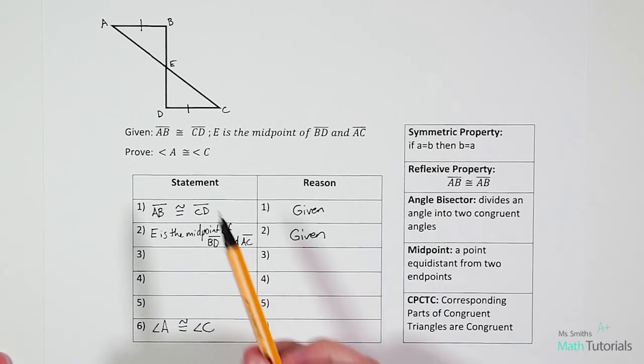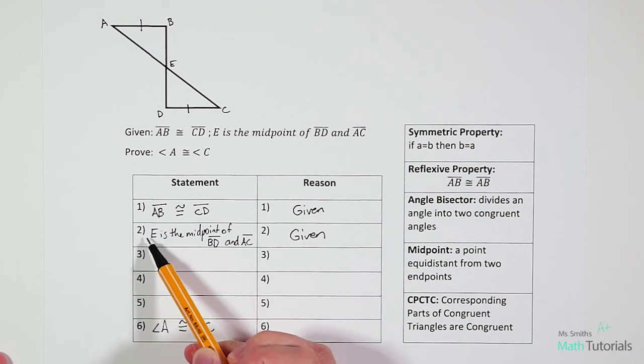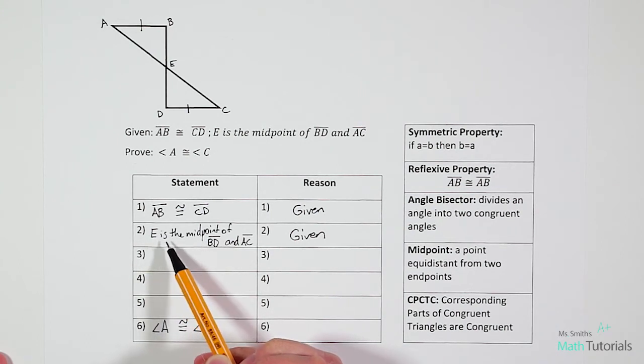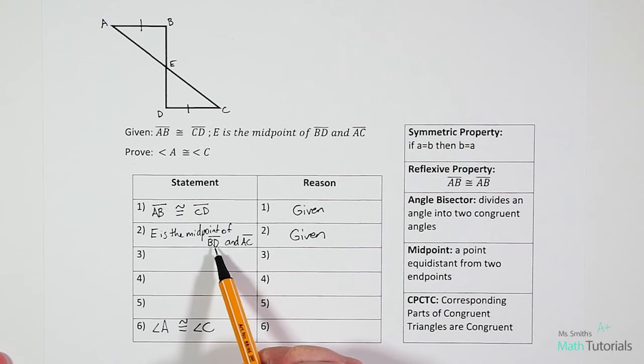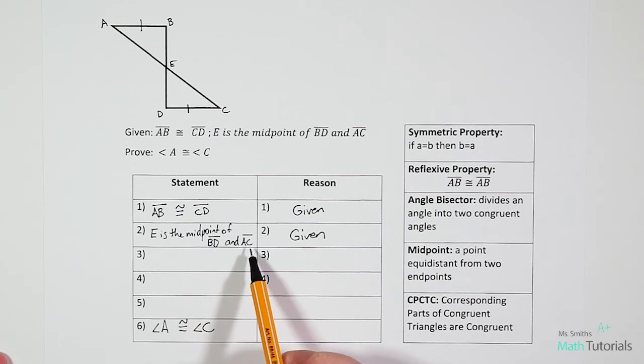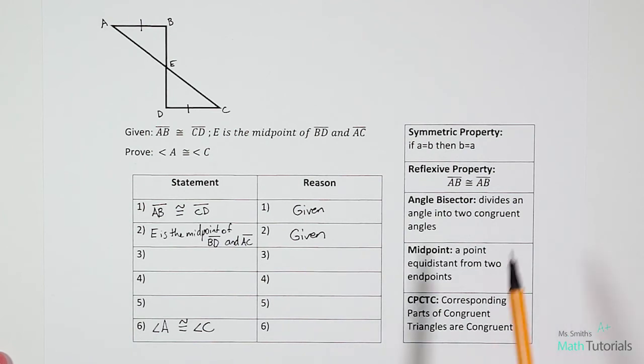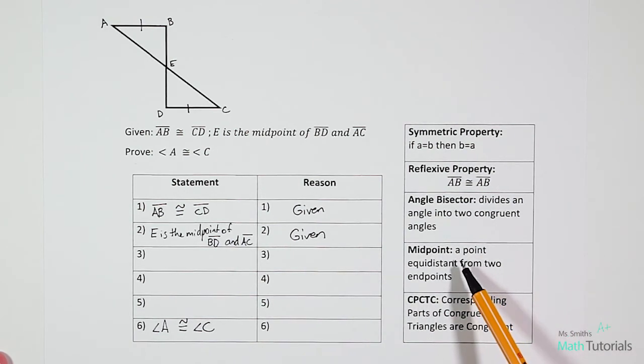So now, looking at these given statements, especially the second one, E is the midpoint of line BD and line AC. So let's think about, what does a midpoint actually mean? And I've included a definition over here for us. So a midpoint is a point equidistant from two endpoints. So equidistant just means that it's equal distance.